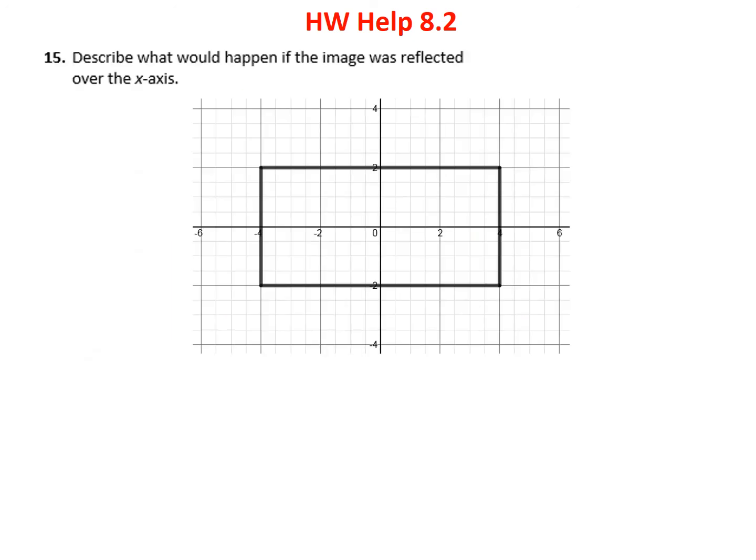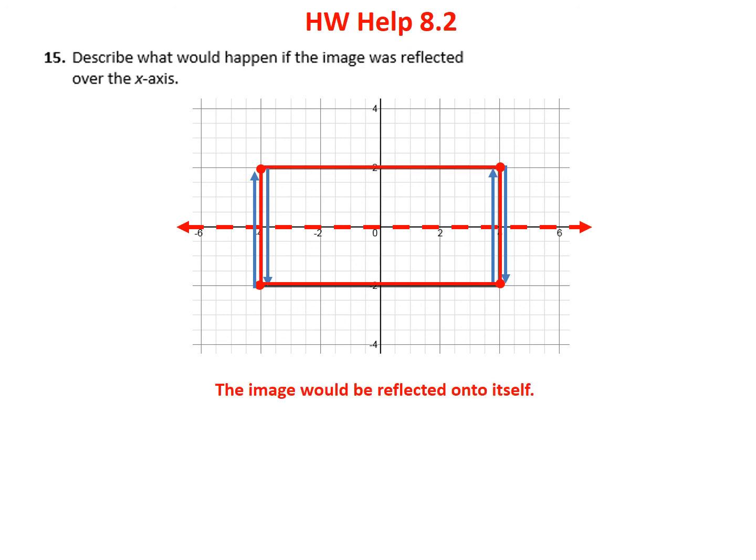Problem 15 asks us to describe what would happen if the image was reflected over the x-axis. Well, let's draw the x-axis first, and let's just start and see where the points are going to go. Notice the upper left point would be reflected down to the bottom and would end up at the point where the bottom is now, whereas the bottom point would go up and replace that. Notice how they just kind of switched. Likewise, on the other side, the top would go down to the bottom, and the bottom would go up to the top. So in essence, the thing would flip around, but you would end up having the image just reflected on itself. So the reflection ends up looking exactly like where you started.